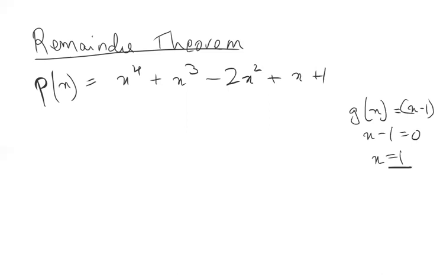Now why do I equate it to 0? Because we need to check if this is a zero of the polynomial. If it is a zero of the polynomial, it will definitely be a factor. We'll get 0 as a remainder, right? So let's put the value x equal to 1. We learned this in the first few slides and how to do this method.